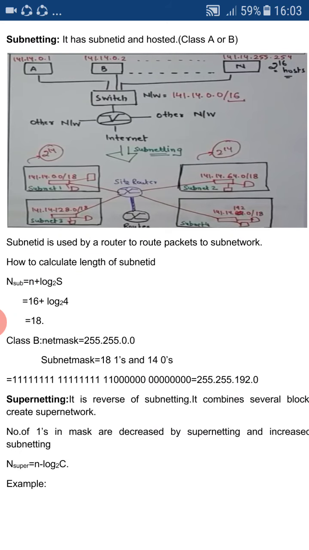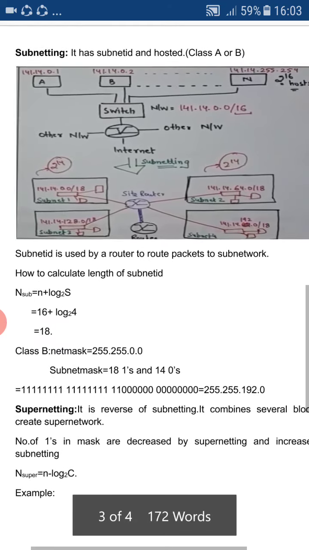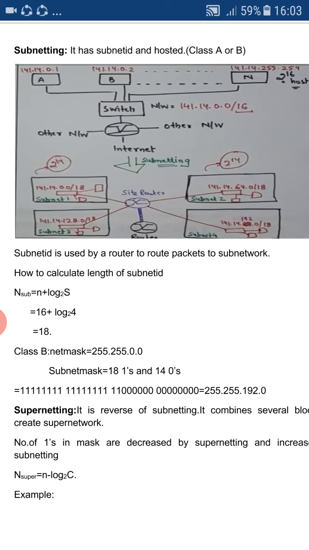We'll explain this subnetting by taking the diagram. You can just observe the diagram. There are n number of machines, machine A, machine B, up to machine n. All those machines or nodes are connected to a switch, then the switch is connected to a router, and the router to other networks or the internet.